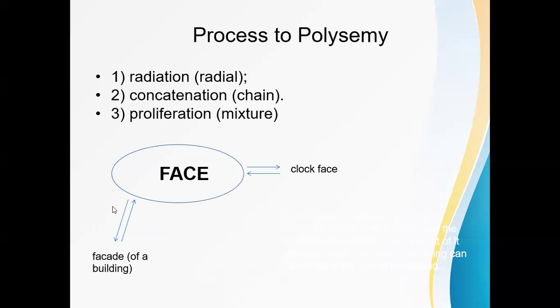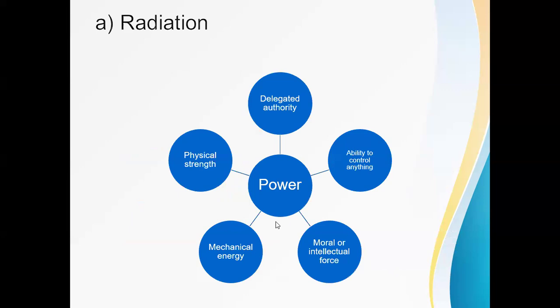Processes of polysemy. First process, radiation, radial. Second, concatenation, chain. And the third is proliferation or mixture. Face: clock face, facade of building. Radiation: power, delegated authority, ability to control anything, moral or intellectual force, mechanical energy, physical strength.